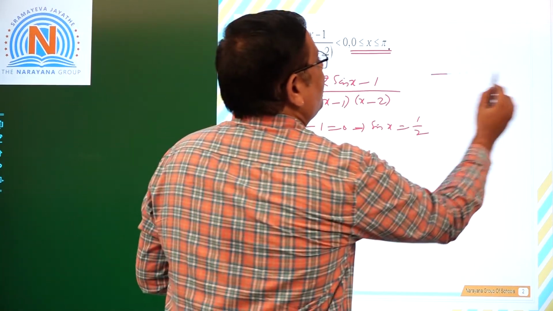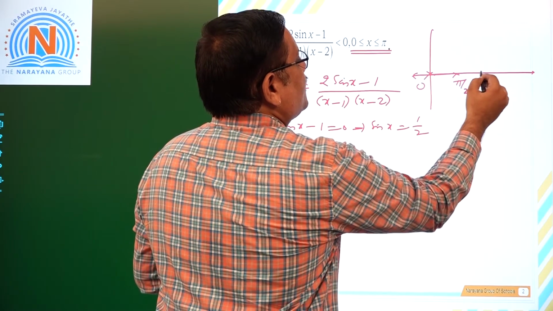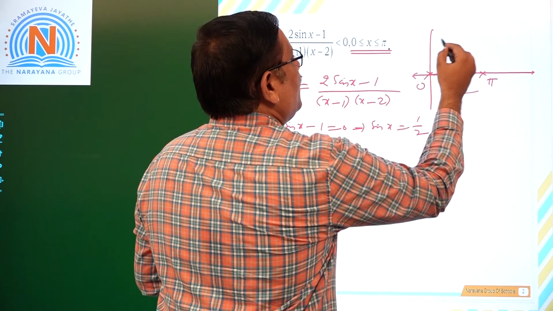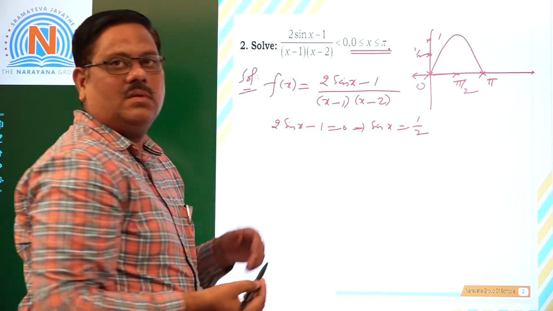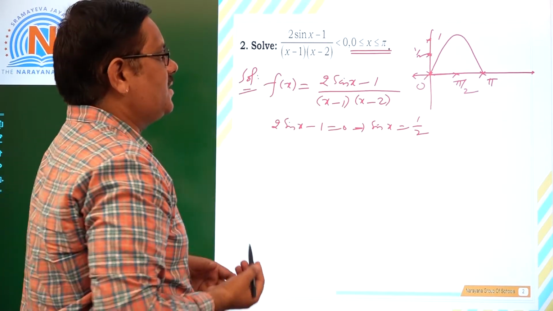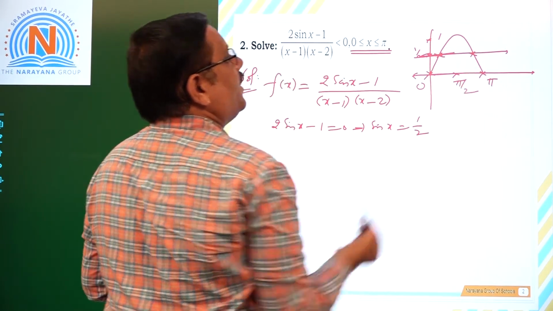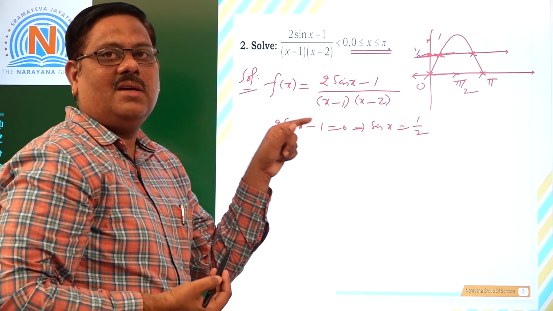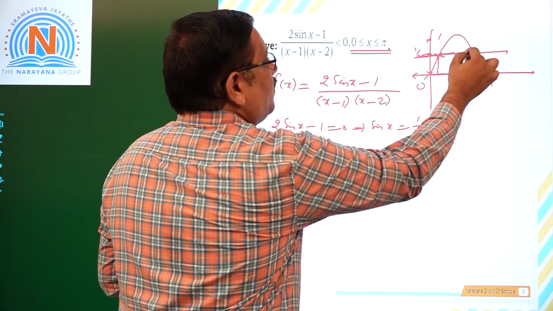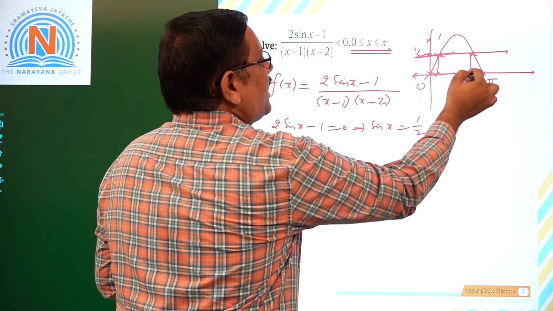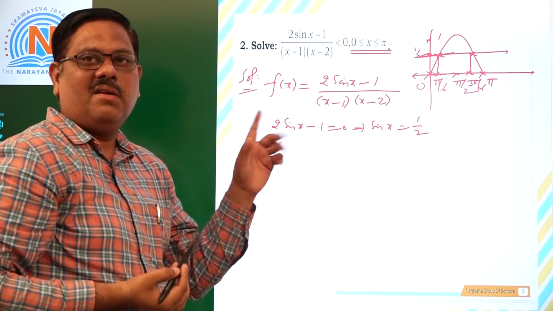If you look at the graph of the sine function, this is π/2 and this is π. Here it is 1. If you take 1/2, this is how the graph of sin x looks. If you draw a line at 1/2, it intersects at 2 distinct points. They are the solutions, the x values where sin x is 1/2. If you draw lines parallel to the y axis, they meet the x axis at 2 distinct points. They are nothing but π/6 and 5π/6.